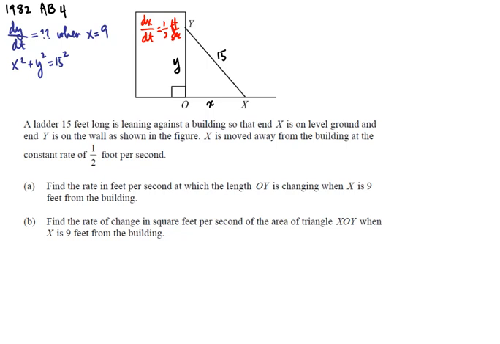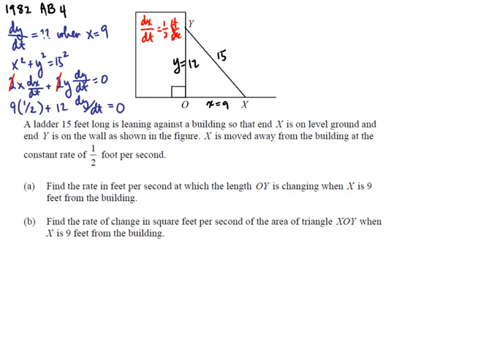Take the derivative of both sides with respect to t: 2x dx/dt plus 2y dy/dt is equal to 0. Divide through by 2. Now when x is 9 and the hypotenuse is 15, then y will be 12. It's a 3, 4, 5 triangle. And so we have 9. The 2's cancel, or we divide both sides through by 2. And so x is 9, dx/dt is 1/2, y is 12, and we don't know what dy/dt is, but that all has to equal 0.